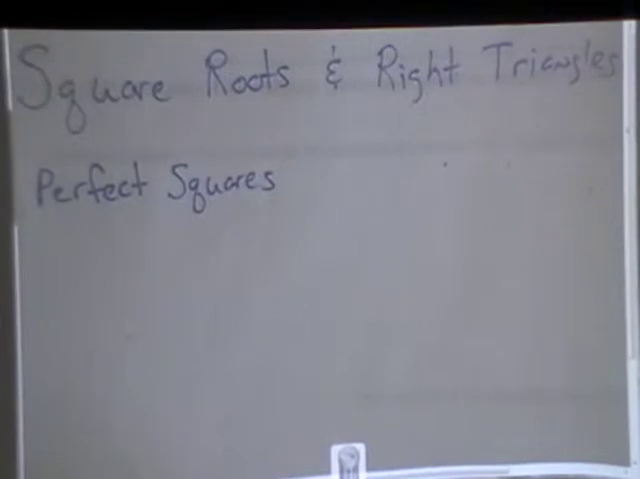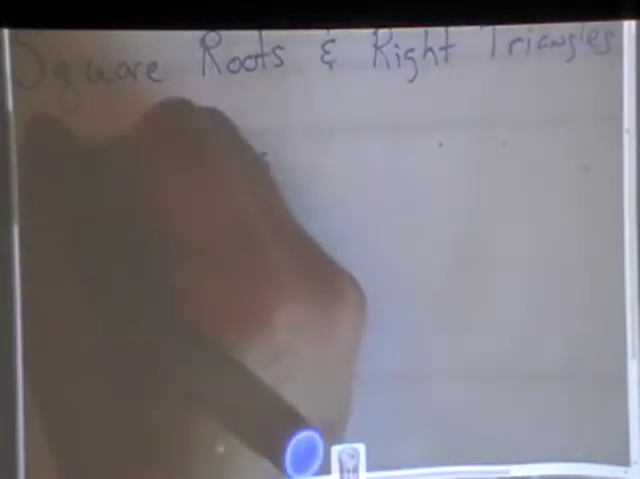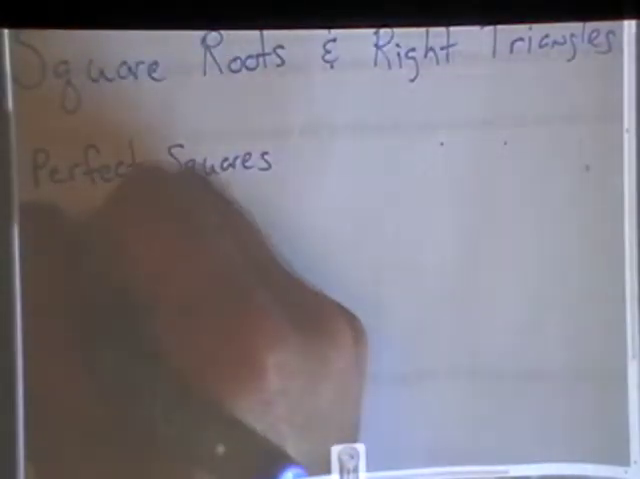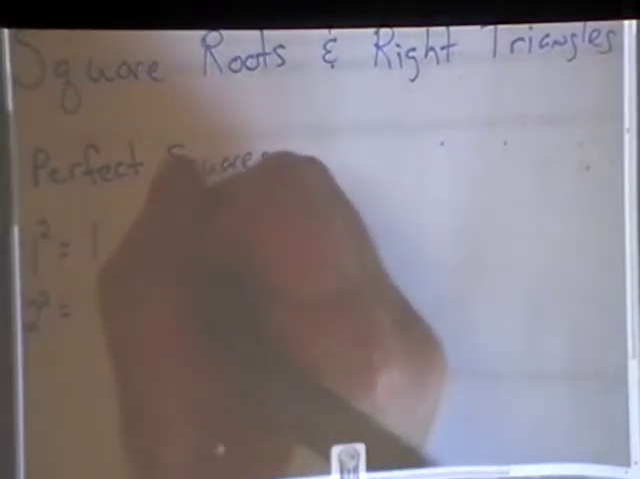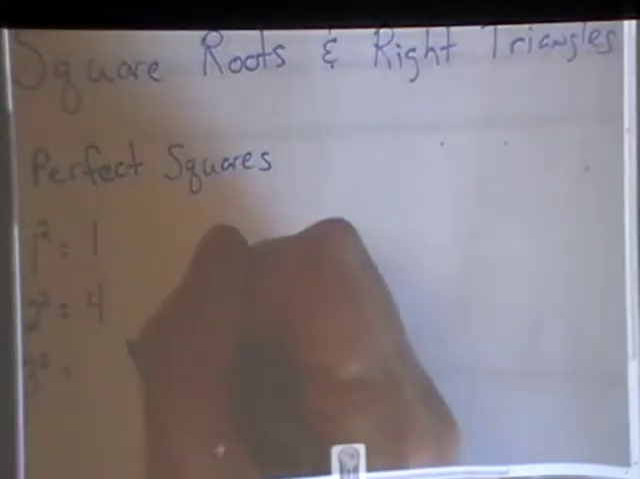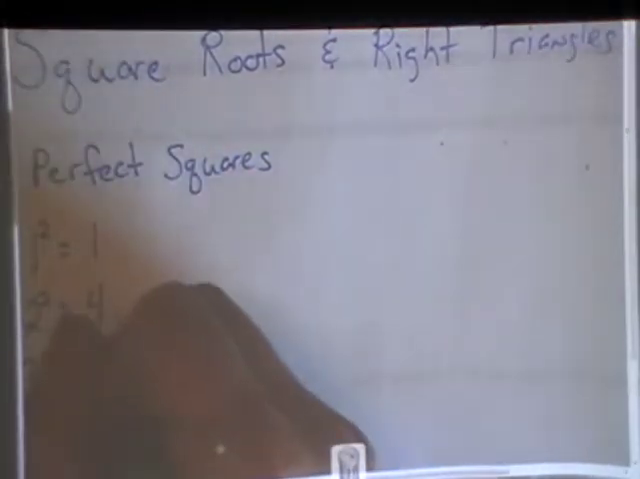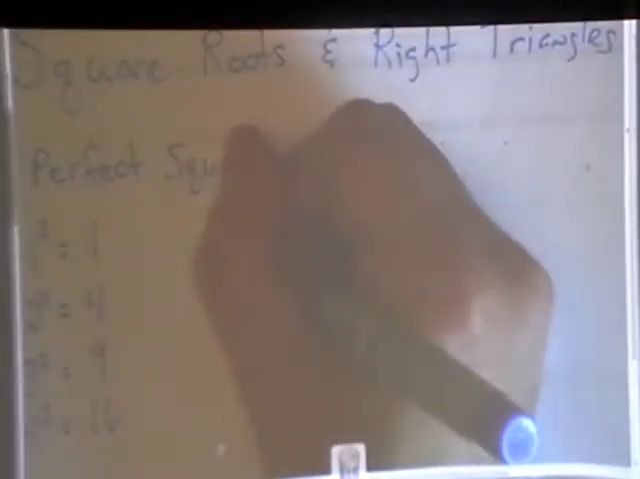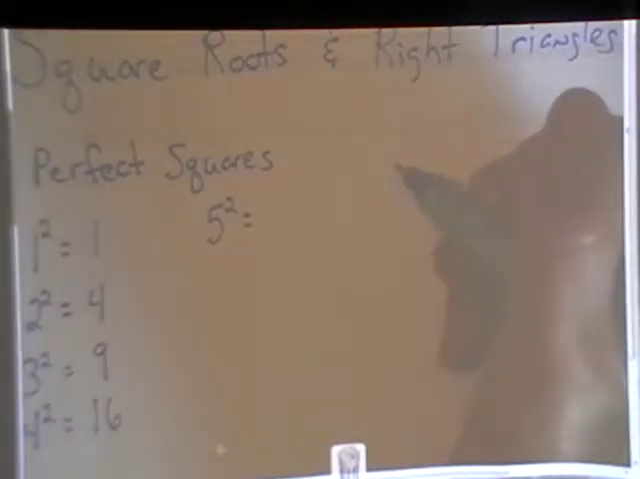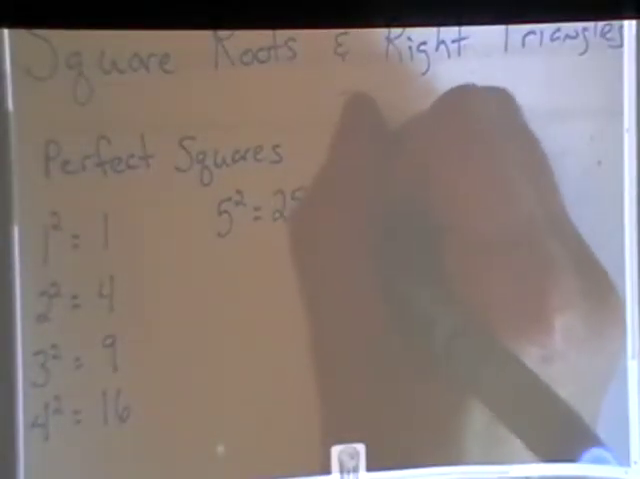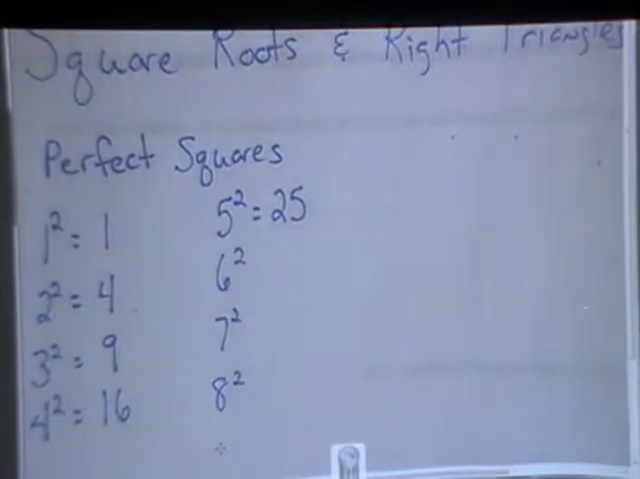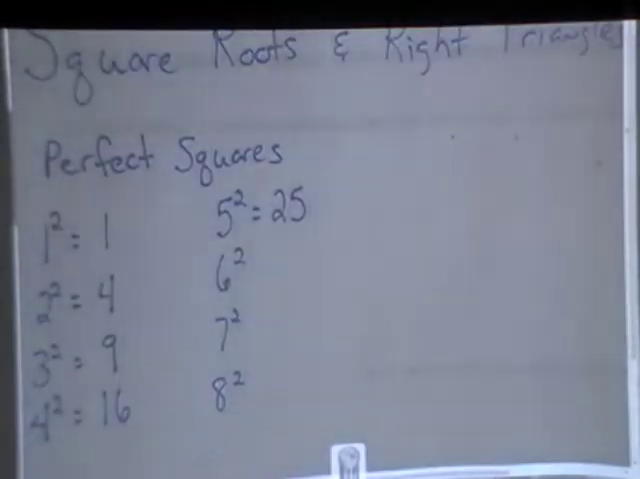Alright, so perfect square means to multiply a number by itself. So 1 squared would be 1 times 1, which is 1. 2 squared, 2 times 2 is 4. 3 squared, 9. 4 squared, 16. 5 squared, 25. See if you can get the next 3. 6 squared, 7 squared, and 8 squared.